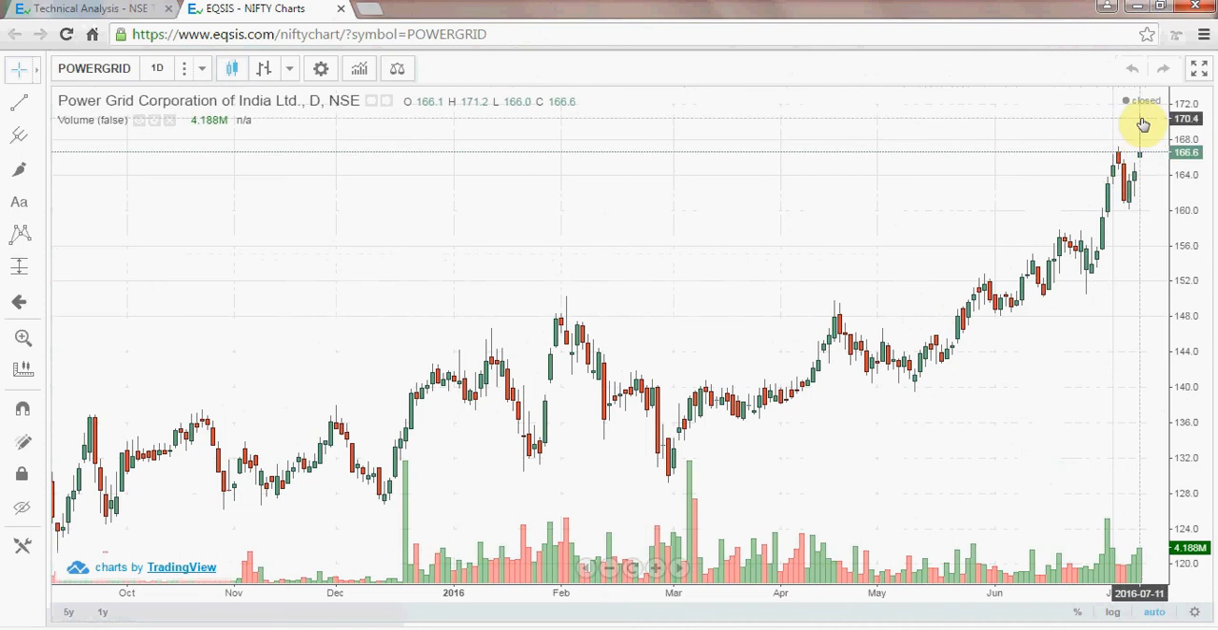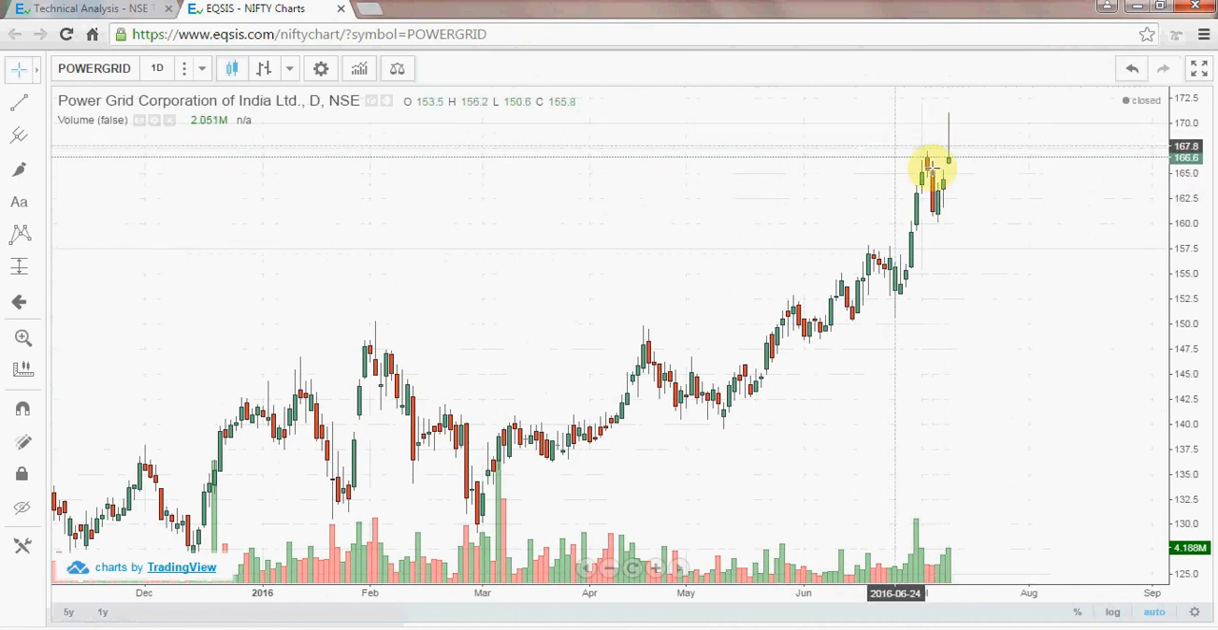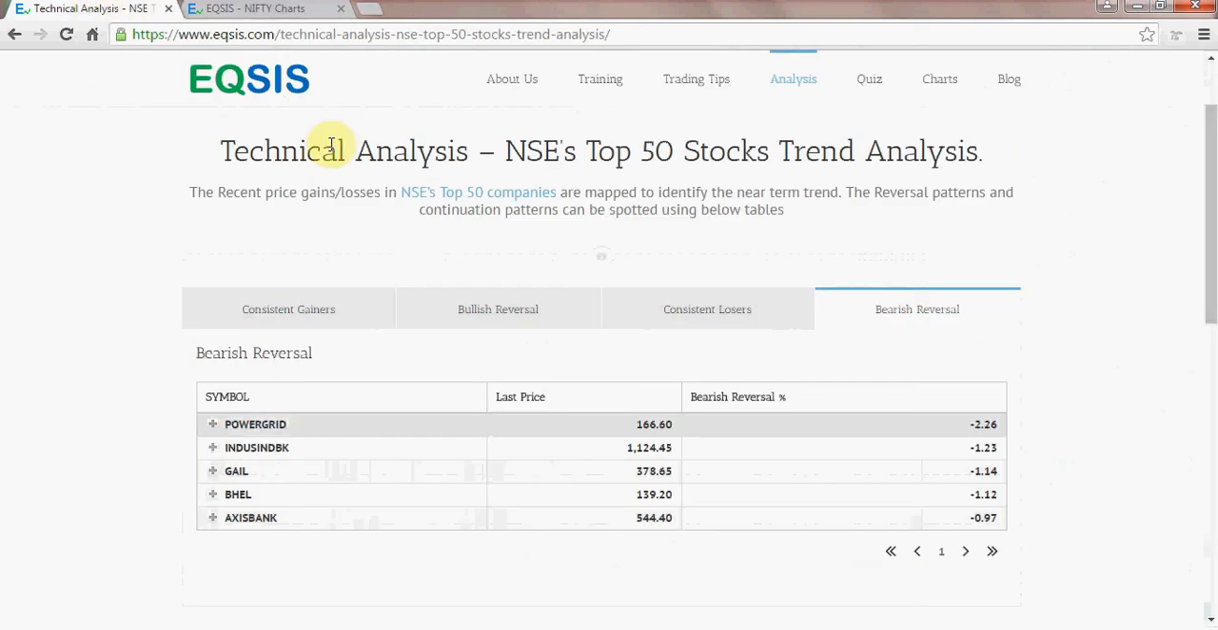This is one among the 50 companies that witnessed a significant fall from the high. This could be a reversal indication. How do I say that? Because this is a stock which witnessed a significant fall. Power Grid is not necessarily my favorite stock on a daily basis, but these tables help me straight away focus on Power Grid.